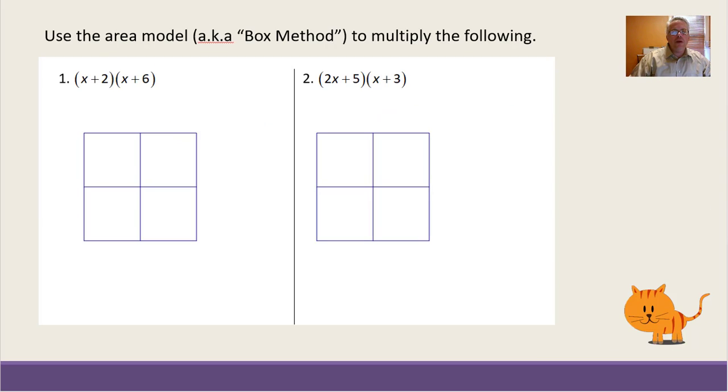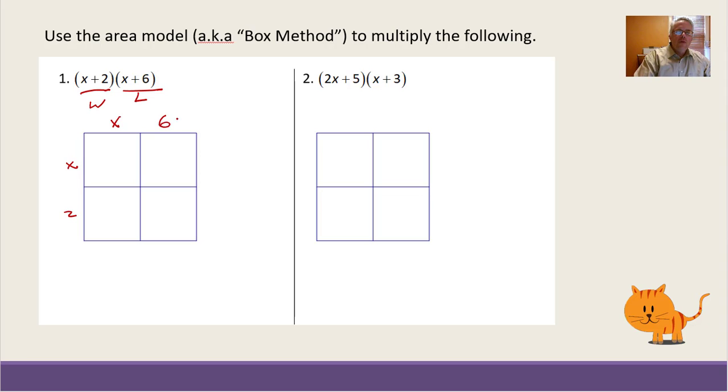All right, now we're going to take another step. Here, we're given a multiplication problem. We're given the binomial x plus 2 times x plus 6. So we're going to think of that as the area of a box, and think of this first one as the total width. So we're going to put an x here and a 2 here, so the total width would be x plus 2. And we're going to think of this as the length, x plus 6.